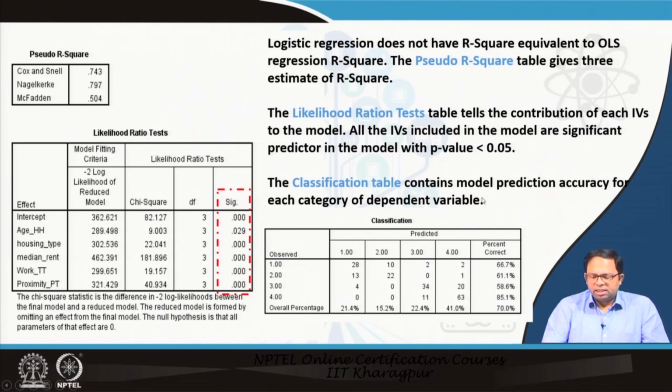The classification table is presented next, which contains the model prediction accuracy for each category of the dependent variable. So we can see that for the first category it's around 66%, then 61%, and so on. For the fourth category it is 85%. So overall around 70% of the predictions are correct.